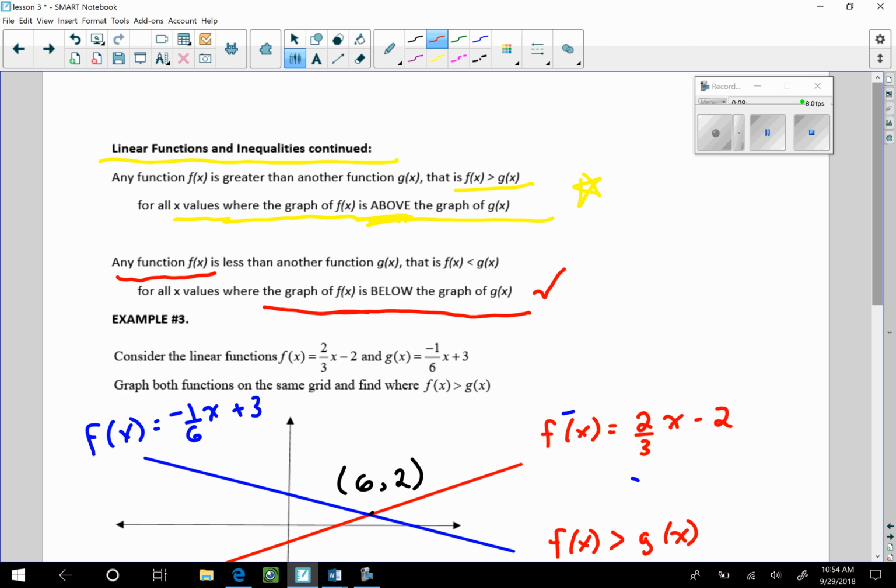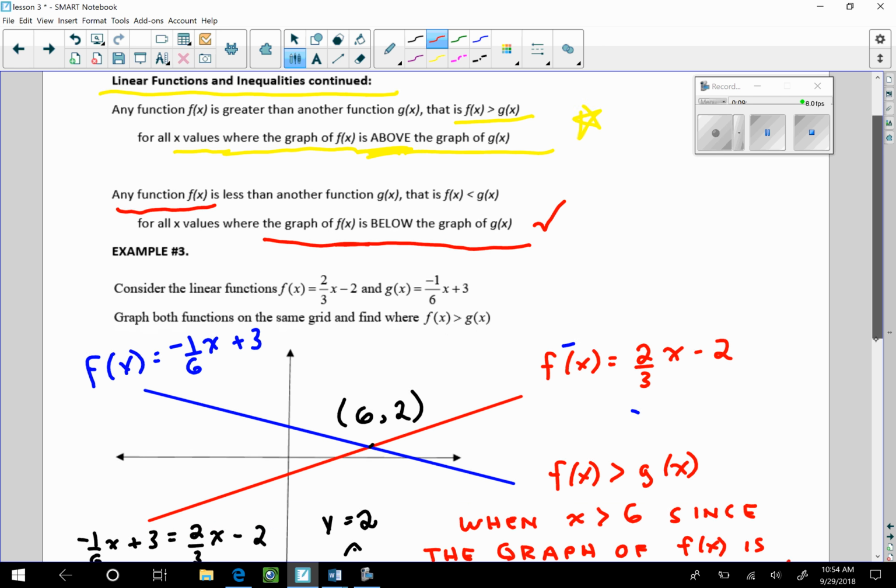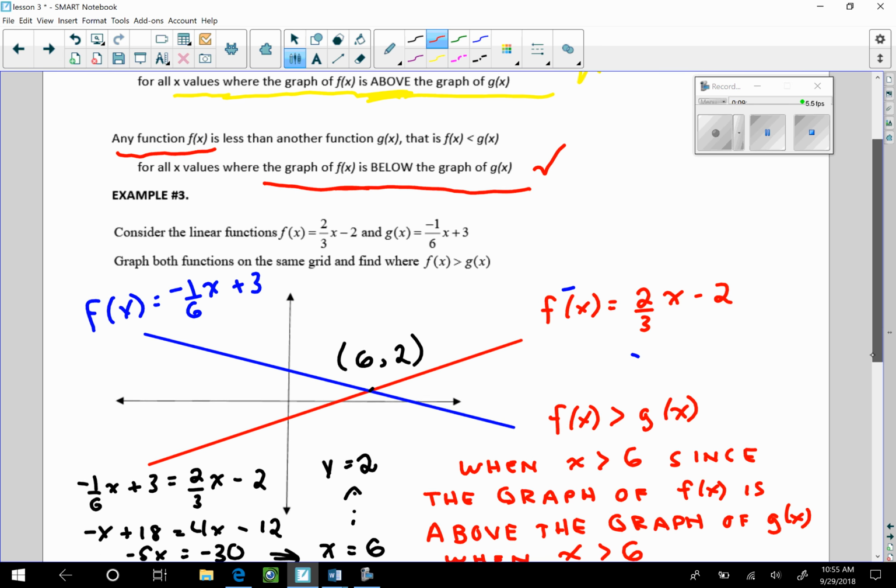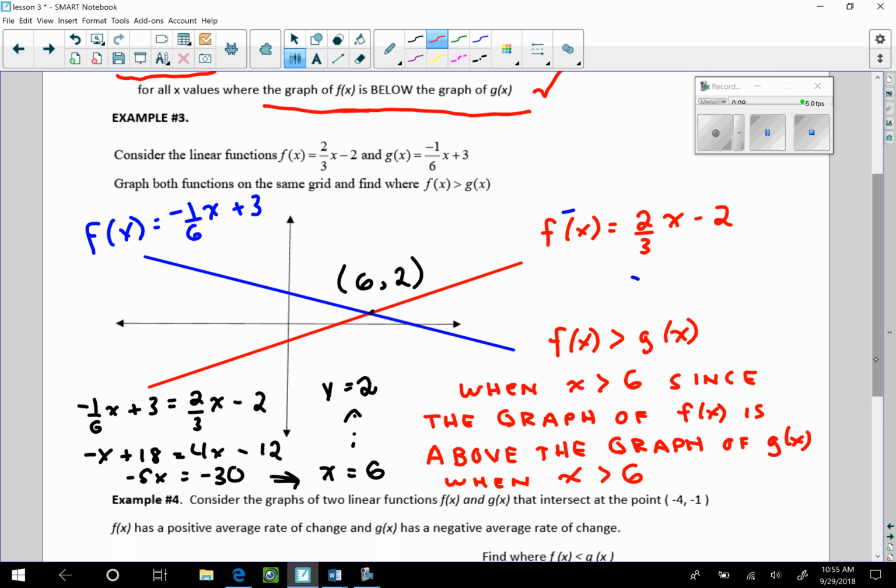So this first particular example might be a bit difficult to wrap your head around, but I don't think so. I have the graph of f of x, 2/3 x minus 2. Obviously, well, hopefully it's obvious, that this is going to be the red line, because my average rate of change is positive, the stickman is walking uphill.